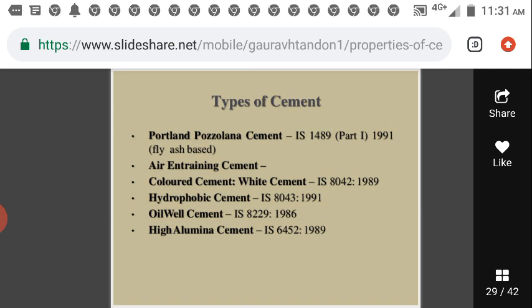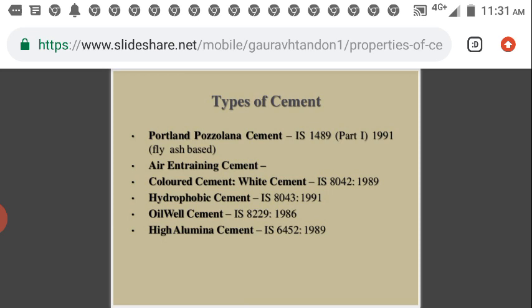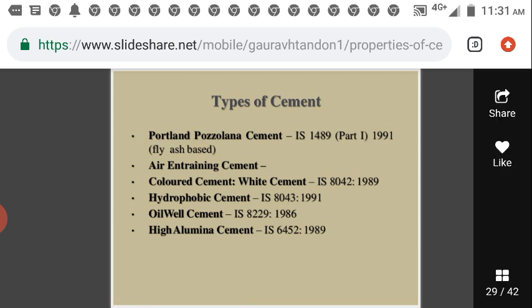So now Portland pozzolanic cement will use IS 1489, that is part 1, 1991. It is fly ash based, meaning they are preparing this cement based on fly ash. The fly ash is a major component because it consists of 78% silicon dioxide. Silicon dioxide is one component which is responsible for the preparation of the cement. If the silica is more than 60%, it is eligible for the preparation of the cement.